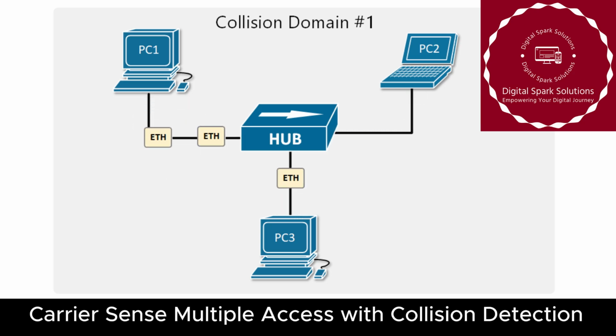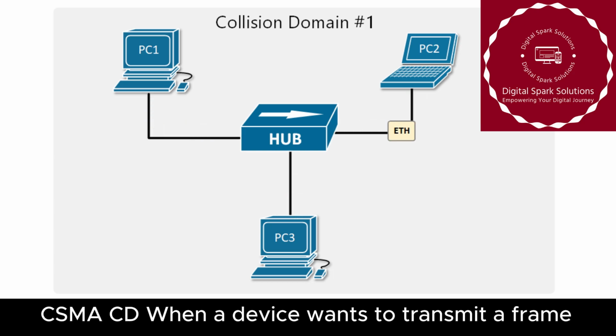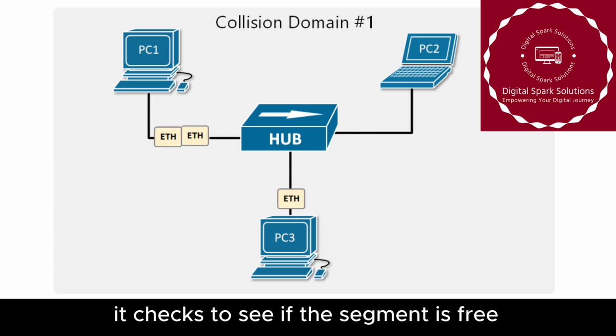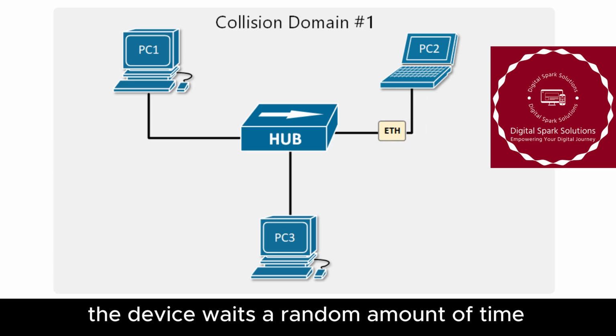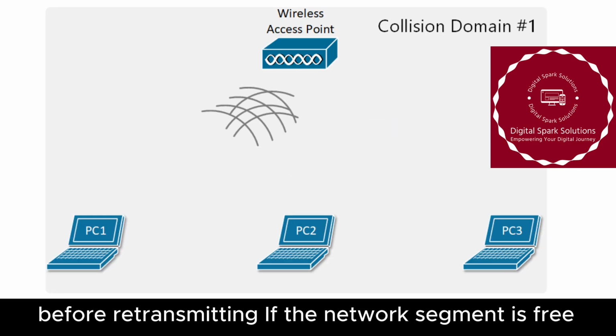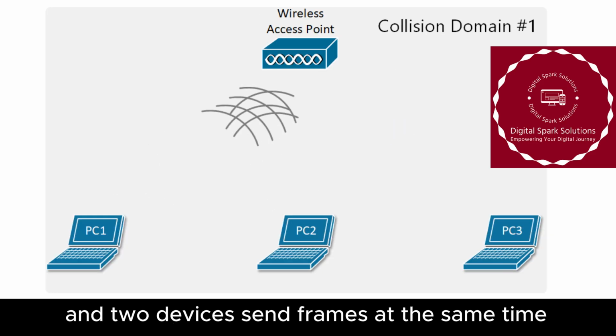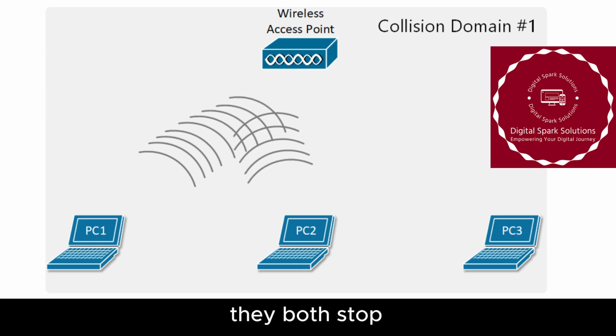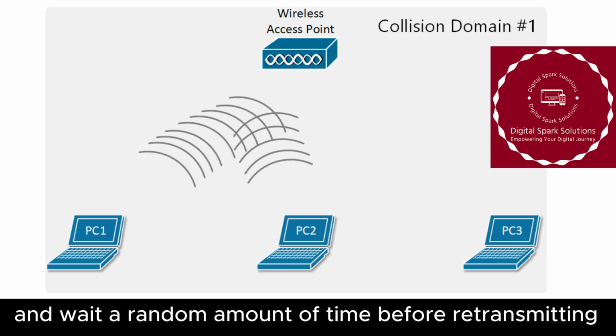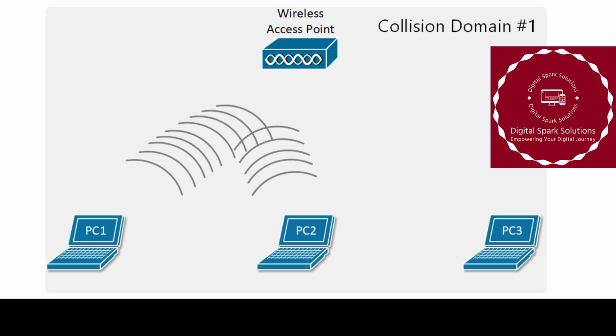Carrier Sense Multiple Access with Collision Detection, CSMA/CD. When a device wants to transmit a frame, it checks to see if the segment is free. If the segment is not free, the device waits a random amount of time before retransmitting. If the network segment is free and two devices send frames at the same time, their signals collide. When the collision is detected, they both stop and wait a random amount of time before retransmitting.